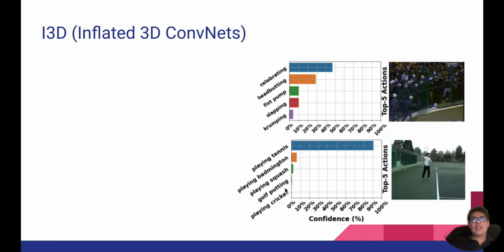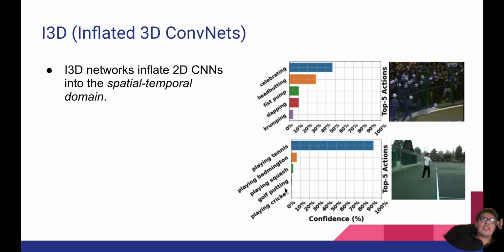There's the paper there. Then, a more and more interesting model for me is known as the I3D, inflated convolutional neural network, right? And the inflated convolutional neural network inflates a 2D CNN into the spatiotemporal domain. What does that mean? Inflate the 2D CNN.